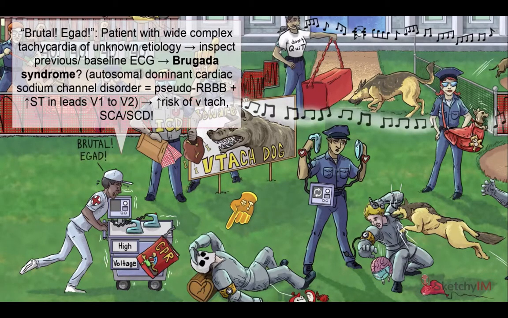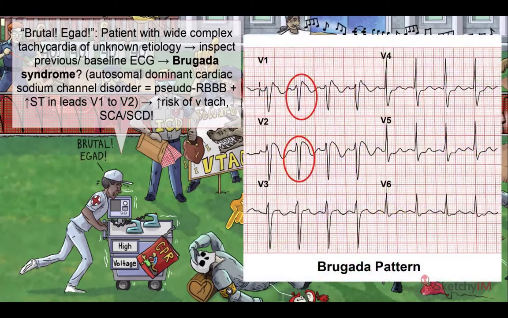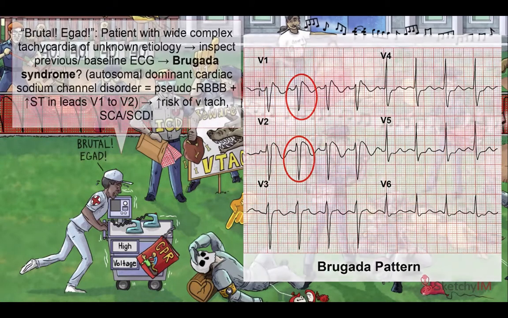Now, while it's clear that VTAC is typically associated with some kind of underlying cardiac disease, there are cases of VTAC occurring in patients with seemingly normal hearts. Seemingly normal, that is. One example is Brugada syndrome, which predisposes patients to VTAC and therefore sudden cardiac arrest and sudden cardiac death. Pretty brutal. Brugada syndrome is inherited in an autosomal dominant fashion, and it may have something to do with messed up cardiac sodium channels. The Brugada pattern on ECG includes a pseudo right bundle branch block, along with persistent ST segment elevation in leads V1 to V2, in case you needed another reason to check out that old ECG.